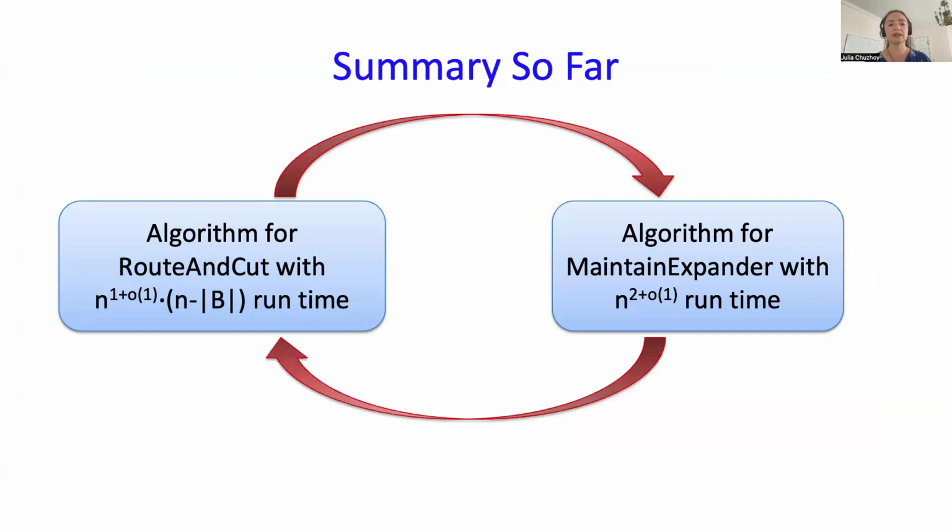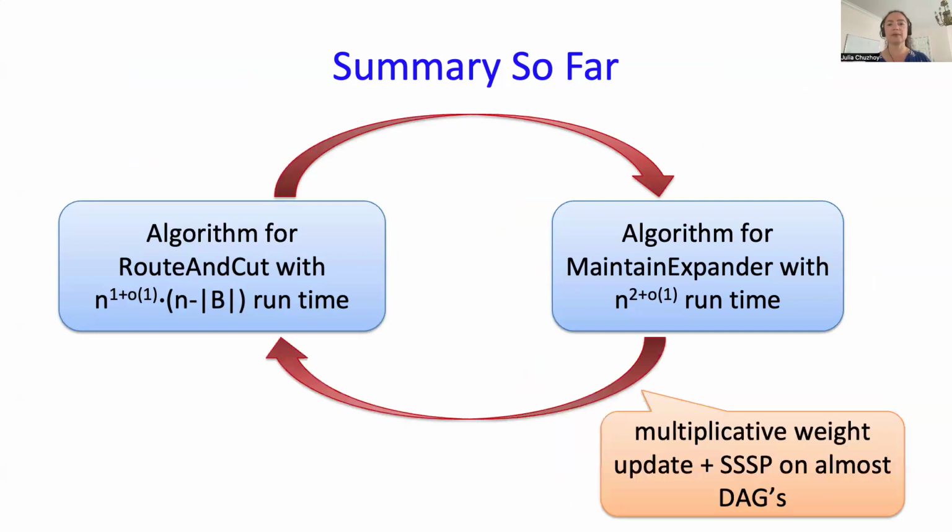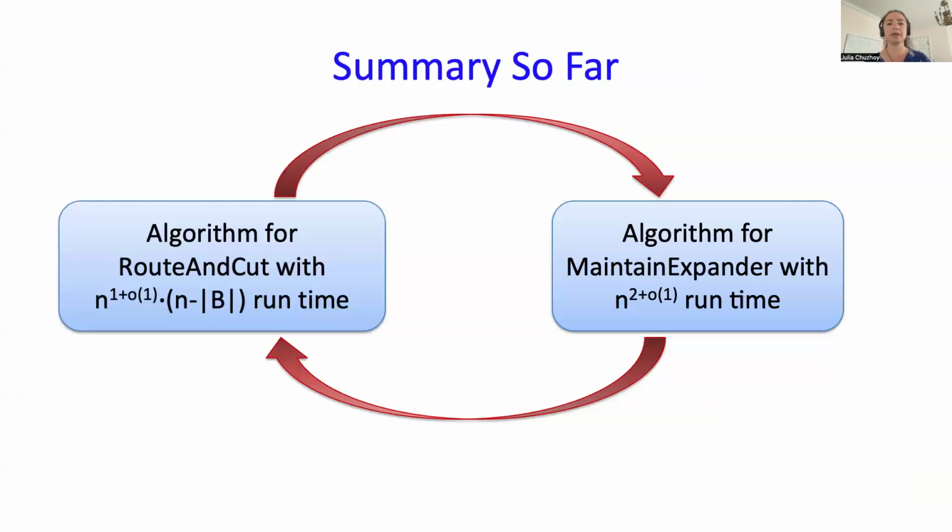And then the reduction in the other direction follows from, again, the same techniques as before: multiplicative weight update and single-source shortest paths on almost DAGs. But now, because we need to be very careful and we need to get this super efficient running time for route and cut, the second reduction also becomes quite challenging. But what we see so far looks like it's completely useless, because we have two problems that we want to solve, and all we show is that if we can solve one of them efficiently, then we can solve the other one efficiently. This is not helpful.